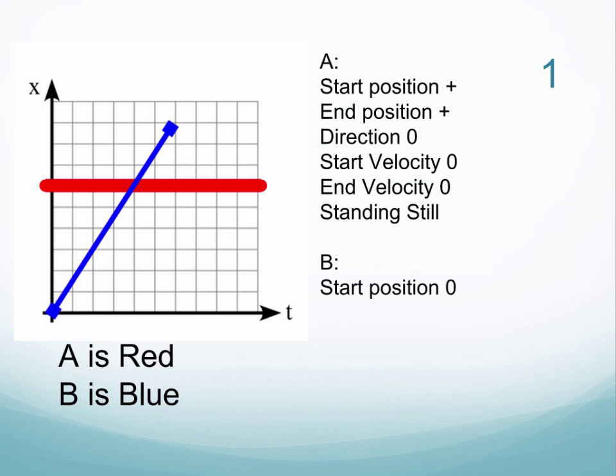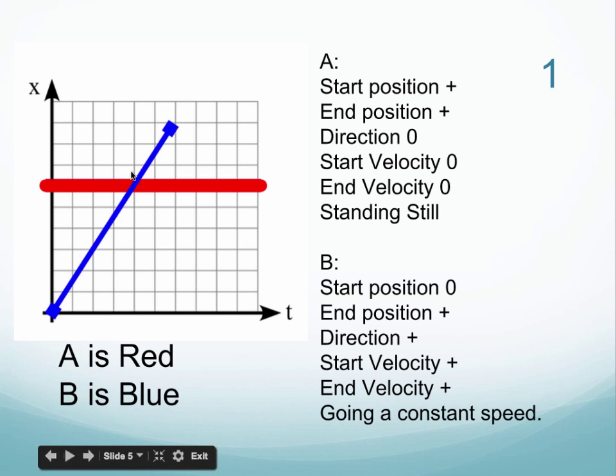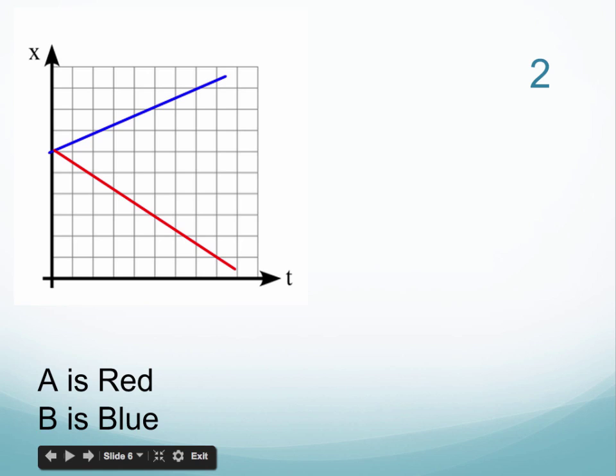Object B has a starting position at 0. Ending position was positive, so it's moving in a positive direction. Its starting velocity was positive, ending velocity was the same positive, so this is going at a constant speed. Because we don't have a scale, we're just doing this qualitatively, so we don't worry about where they intersect other than saying right there. This one, object A and object B. Okay, A is red and B is blue.